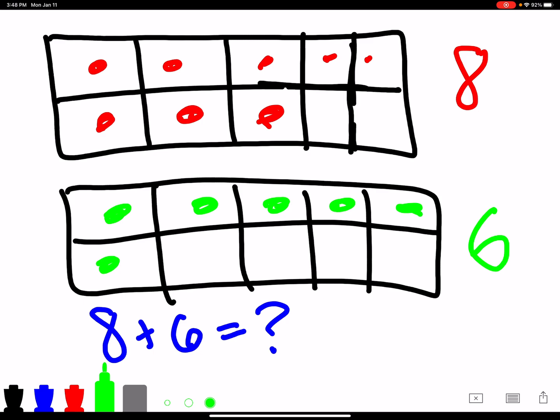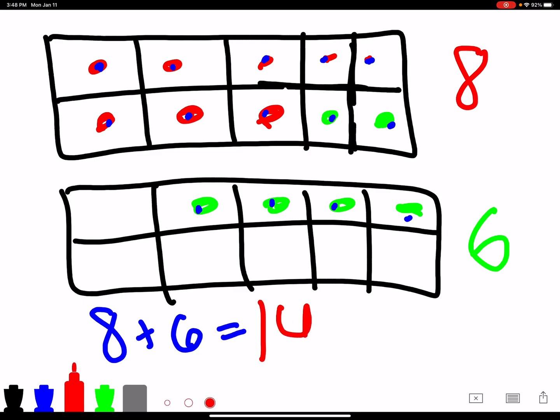So since we have 2 open boxes where the 8 is, we can add the green of the 6. So if we add 1, 2, and since we added 2, we take away 2. 1, 2. So let's count the total number of dots that we have now. We have 1, 2, 3, 4, 5, 6, 7, 8, 9, 10, 11, 12, 13, 14. We have 14. 8 plus 6 is 14. Okay, awesome.